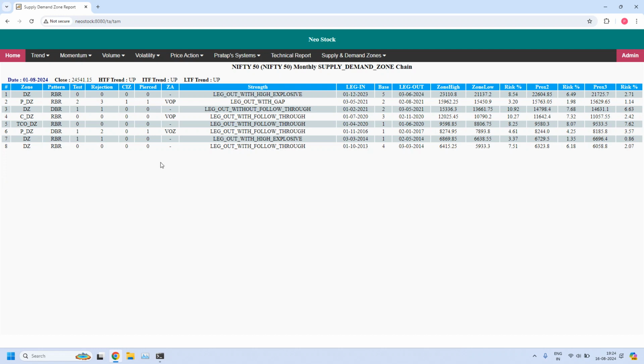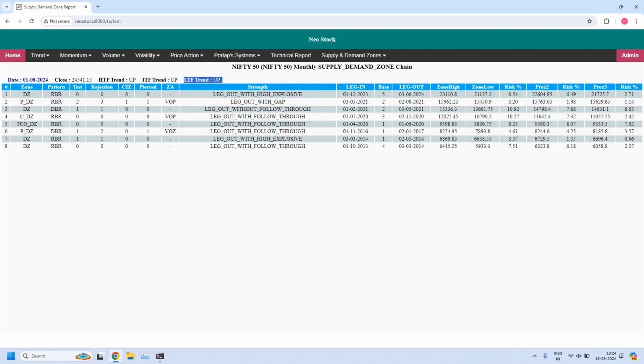And pierced zones we can ignore. Look into the pierced column, and any pierced count is more than 0, you can ignore. Only 0 you need to consider. 0 indicates zone is not pierced. Test column, rejection column indicates whether the zone is tested, how many times it is rejected from the zone, the prices. Remaining columns you can understand easily, and one more parameter, whichever the time frame you select, that time frame trend you can identify here.